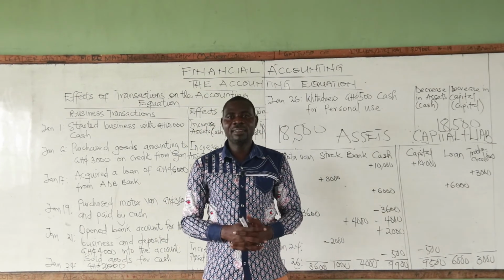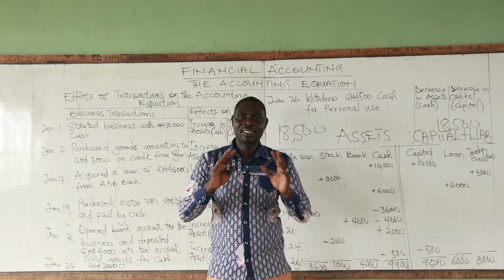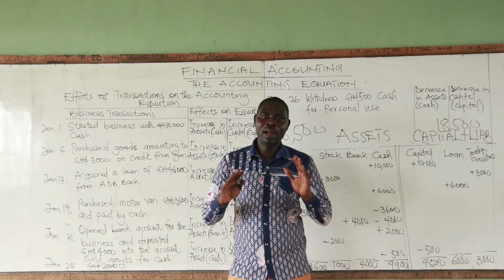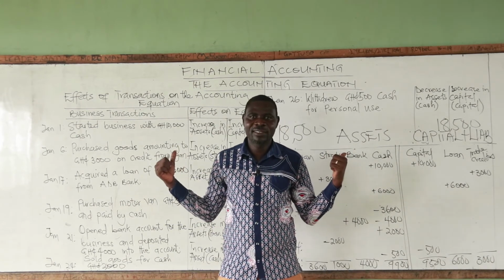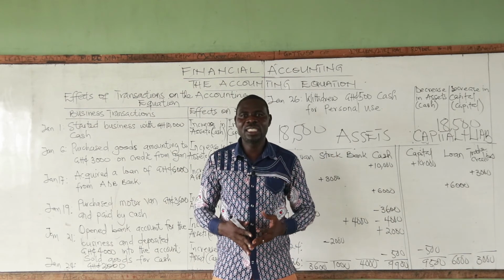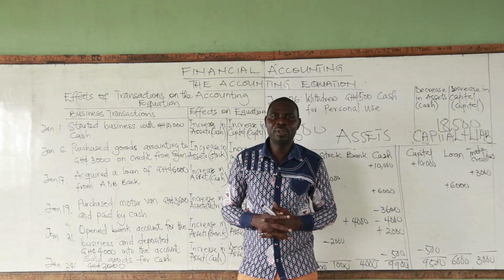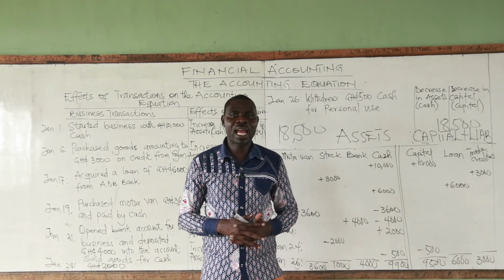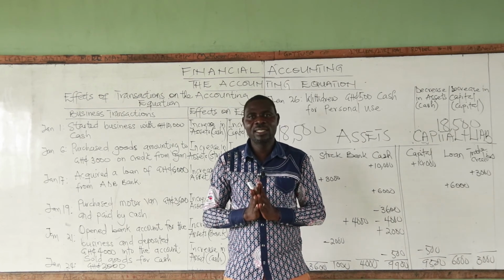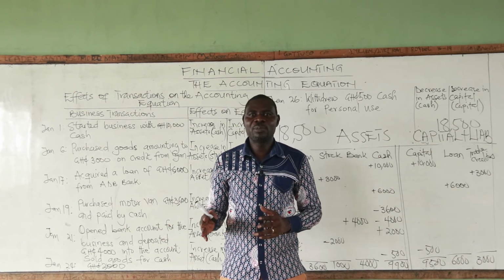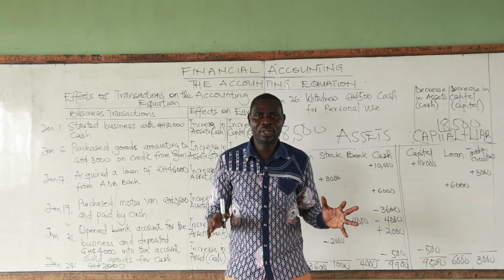Okay, so having looked at this, and understanding that the balance sheet is a formal presentation of the accounting equation, and it helps us to determine the financial position of the business. And at every point in time, when we prepare the balance sheet of a business, the assets must be equal to capital plus liabilities.